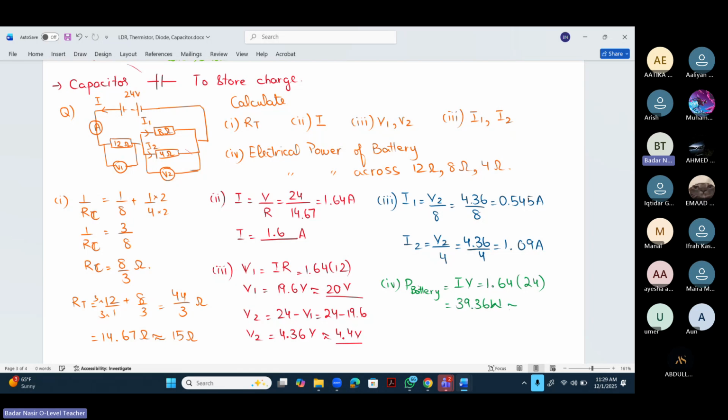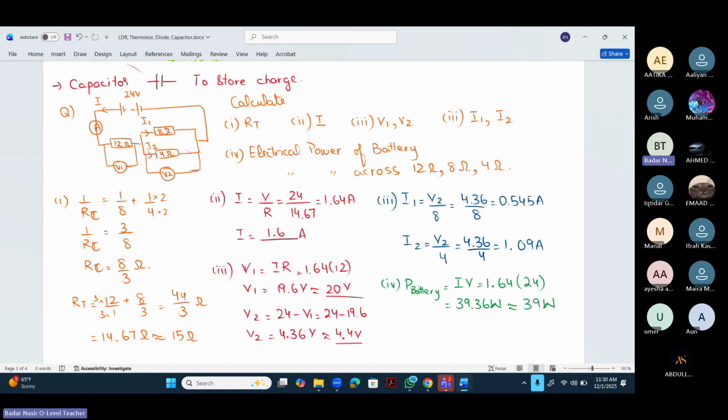And you can round it off and you get 39 watt. Okay? If you have to calculate the power of the battery, I have told you above that we have to use the formula P equals IV. I is the current and V is the voltage. So the current supplied by the battery, which is the total current, is 1.64.